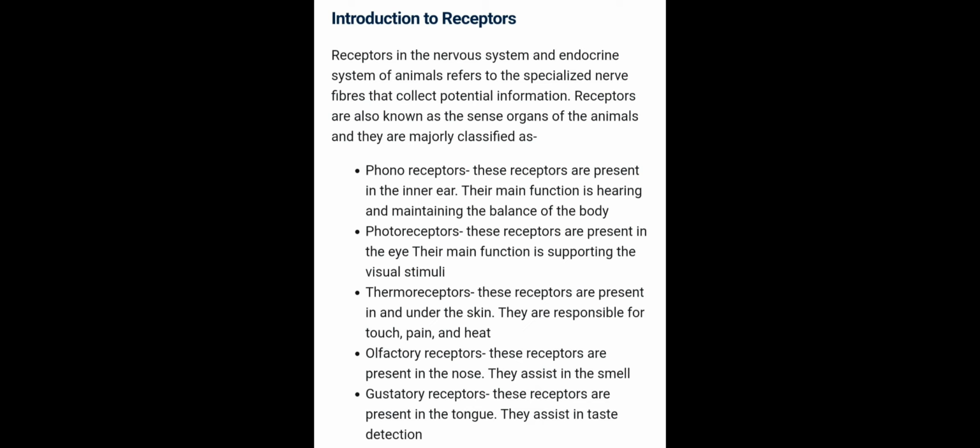Next is thermoreceptors. Thermo, as the name suggests, means related to heat, which are present under the skin and they are responsible for touch, pain or heat. The next is olfactory receptors. Olfactory receptors are present in the nose which assist for smelling. Next is gustatory receptors. Gustatory receptors are present in the tongue and they assist to taste.